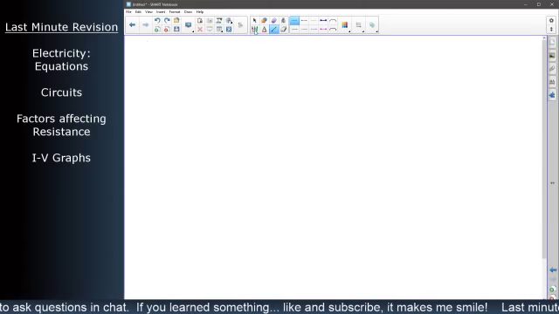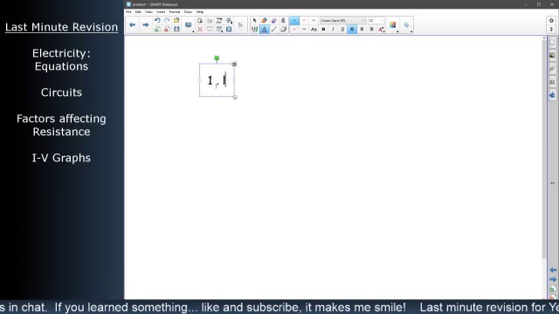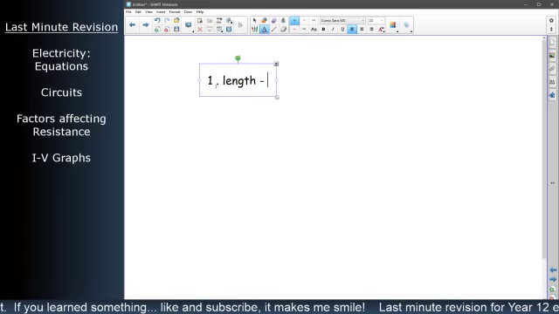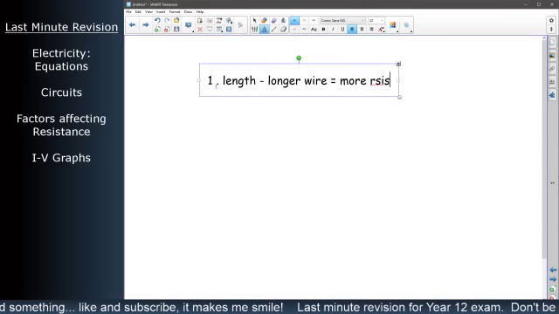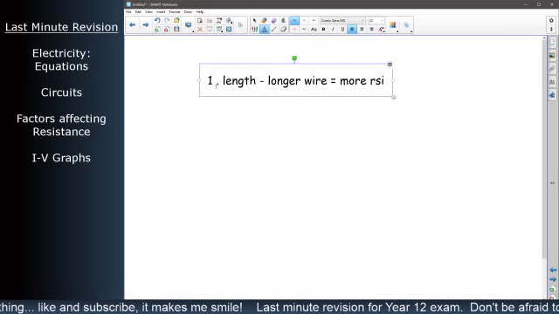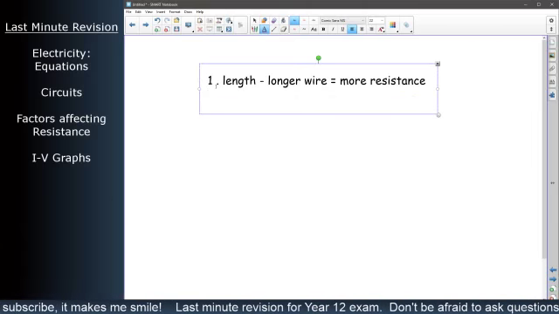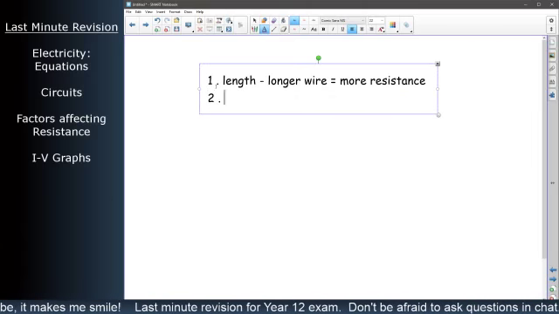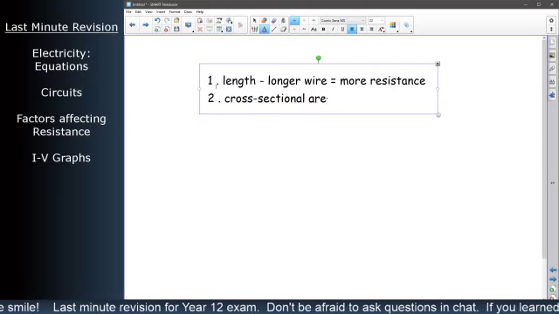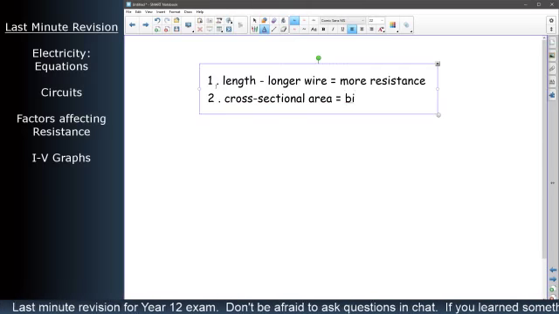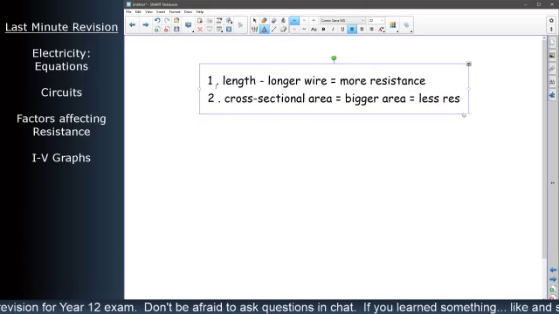And then finally, the things that affect the resistance of the wire. One is length. A longer wire equals more resistance. You've got more stuff to get through, so you're more likely to get involved in a collision, you're more likely to lose energy. Two, cross-sectional area. A bigger area equals less resistance.